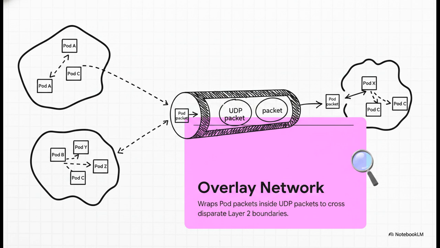Well, we rely on an overlay network. And the most common implementation of this is VXLAN. It basically acts as a protective transport vessel, taking your original pod packet and encapsulating it inside a totally separate UDP packet.